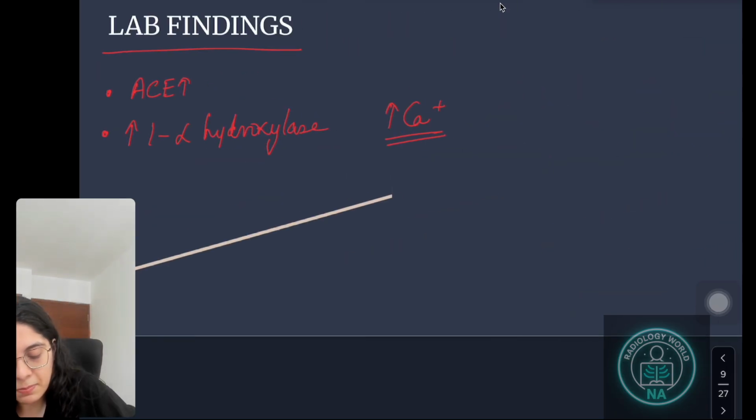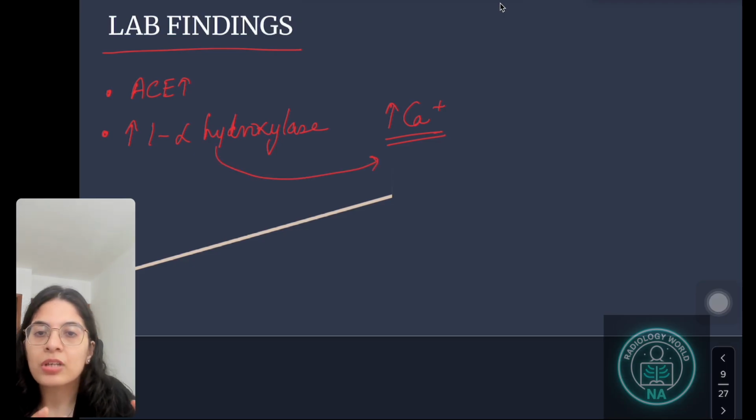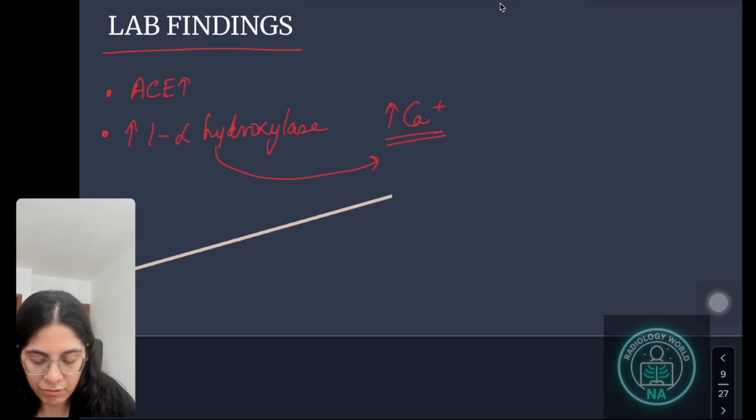1-alpha hydroxylase basically gets secreted from where? All these things, the ACE levels and 1-alpha hydroxylase, come from those non-caseating granulomas which are present. They are going to secrete these particular pathological markers, which are the ACE levels and the 1-alpha hydroxylase, and 1-alpha hydroxylase is going to increase your calcium levels. So the granulomas are actually the main pathology behind all these particular laboratory findings.